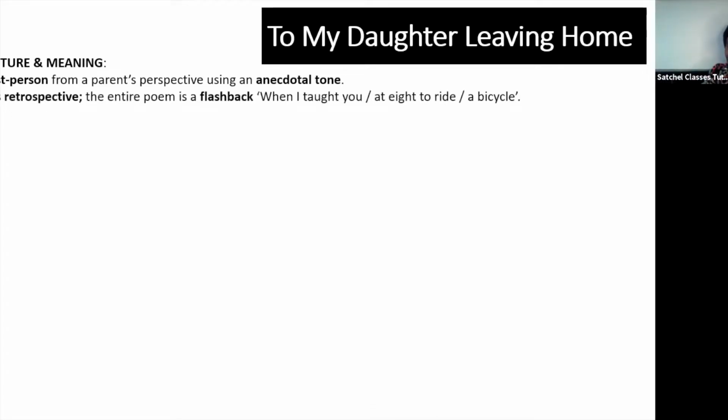We also know that the poem is retrospective. It thinks back about the time where her daughter or his daughter was 8. So the whole poem is told in flashback. When I taught you, it's thinking back to the past and comparing that important, significant event of teaching a child to ride a bike at the age of 8 to this current time where the daughters are in fact leaving home, perhaps in the late teens or perhaps even later.